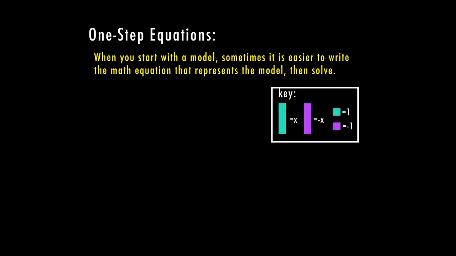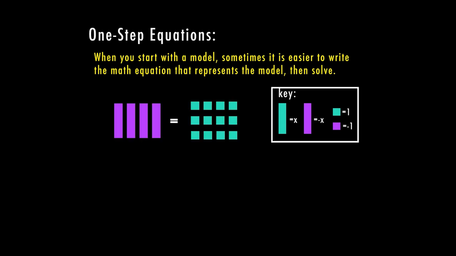Again, we have our key box telling us the same information for our problem. And here is our problem this time. Now we have 4 negative x's, and those are going to equal 12 positive 1s. So what we're doing this time is, in order to get the x by itself, we don't want all the x's by themselves. They're already by themselves. We want to get one of these x's technically by itself.